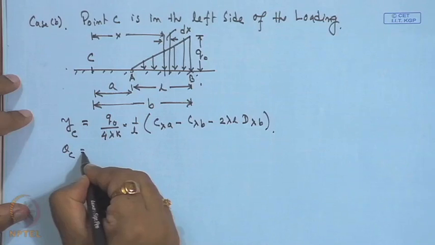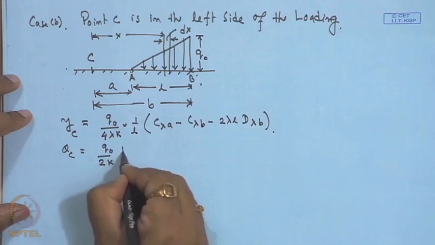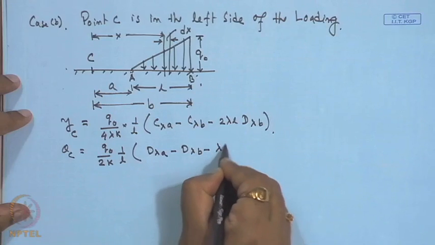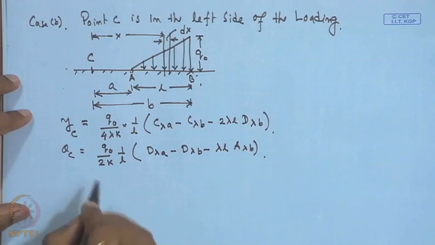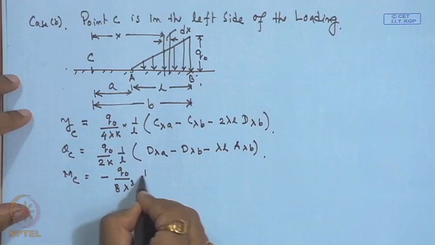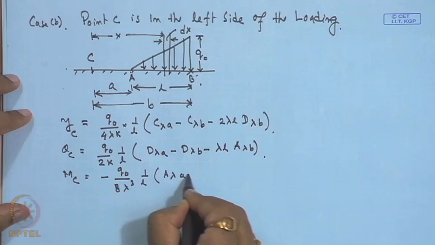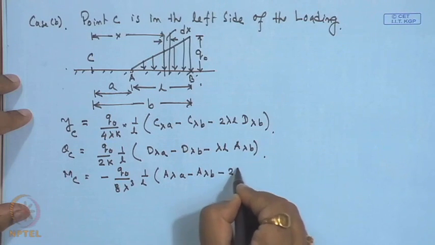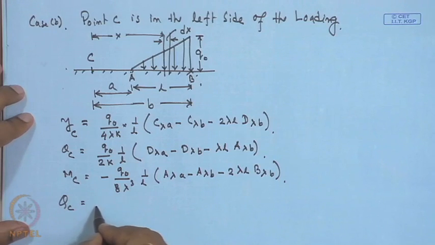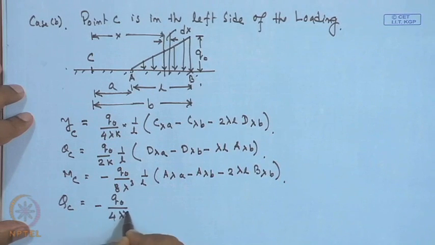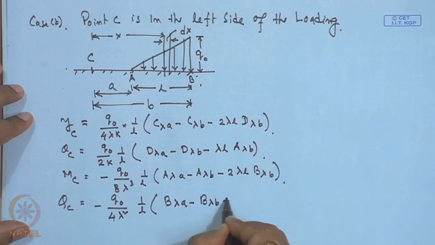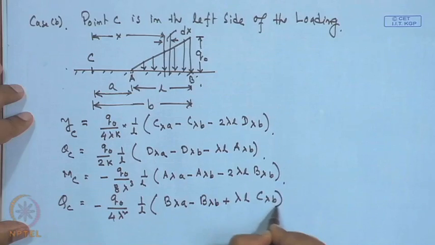For theta C, that will be Q_0 divided by 2k, 1 by L into D lambda A minus D lambda B minus lambda L A lambda B. Similarly, for M_C, that is minus Q_0 divided by 8 lambda cube, 1 by L into A lambda A minus A lambda B minus 2 lambda L B lambda B. Similarly, for Q_C, it is minus Q_0 divided by 4 lambda square, 1 by L into B lambda A minus B lambda B plus lambda L C lambda B.